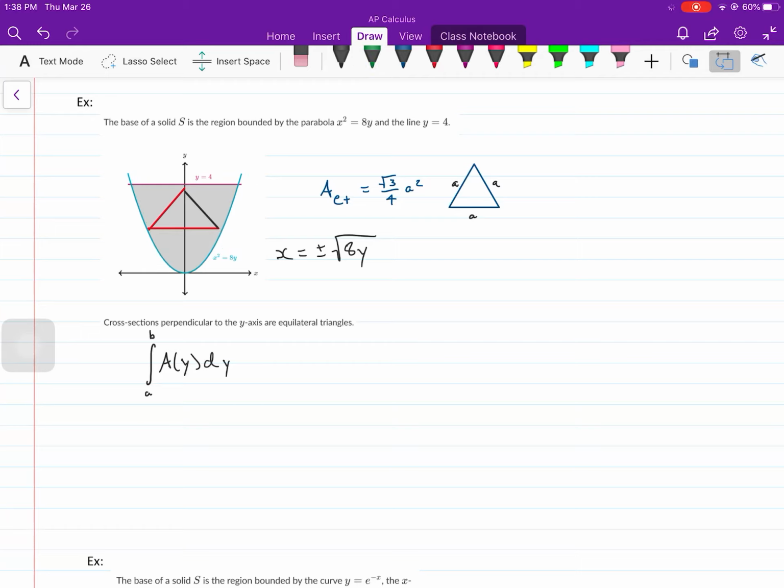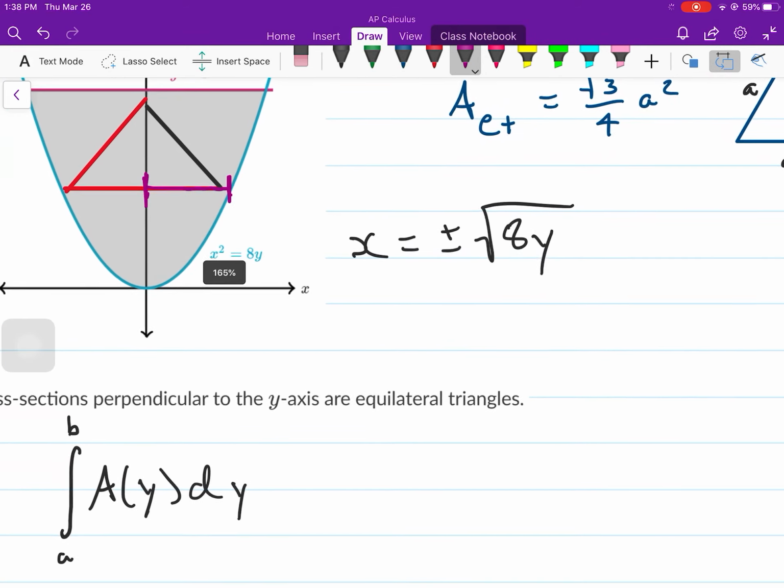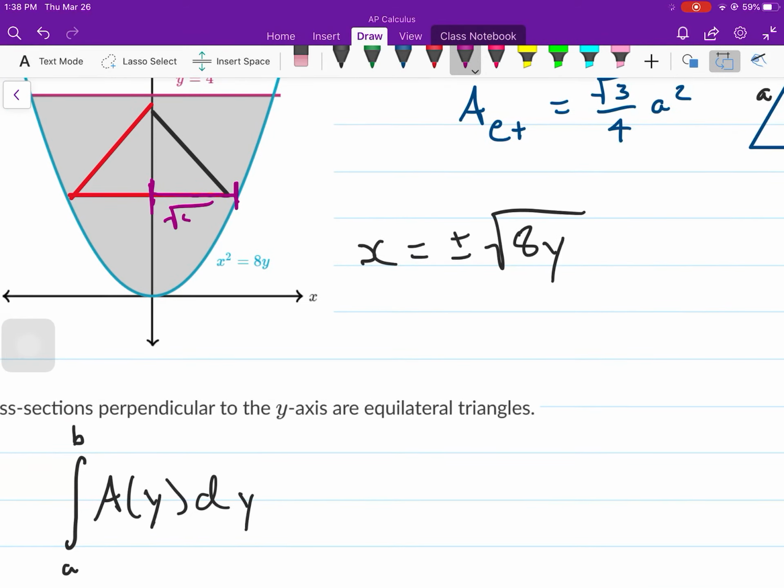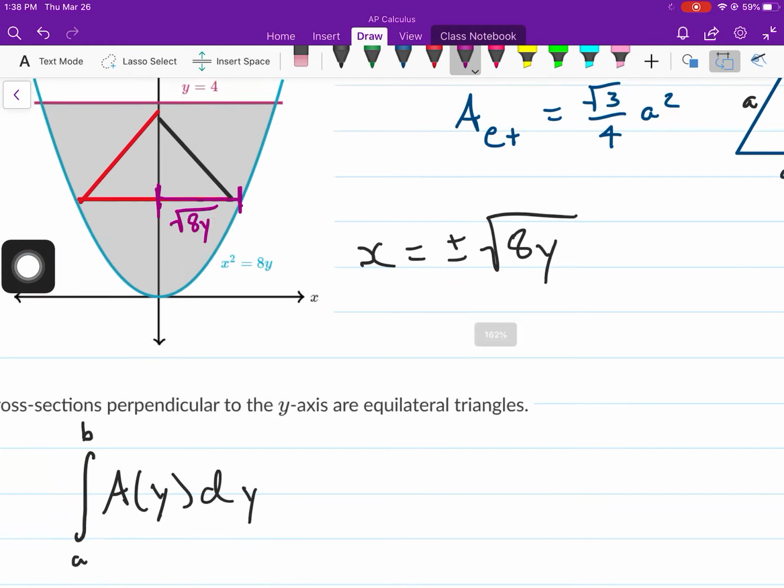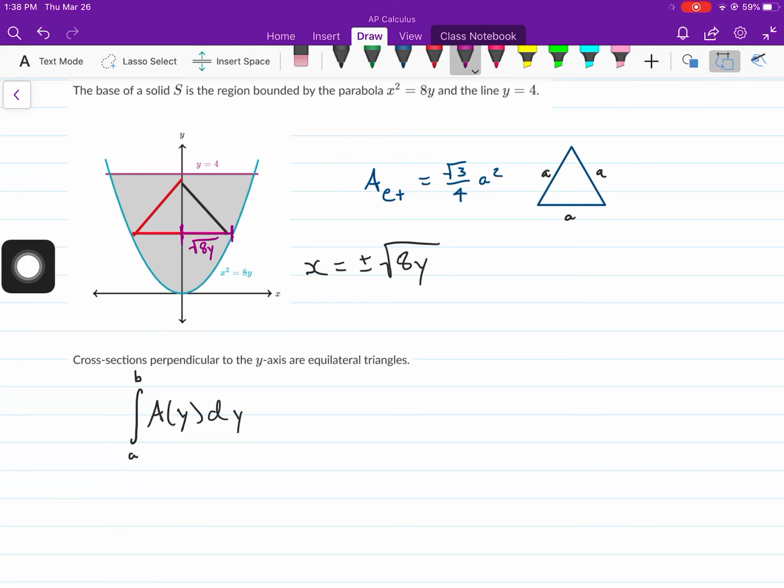So what I'm going to do is I'm going to say that our x value from here to here, let me zoom in, just from there to there, is going to be the square root of 8y. Because this is the positive half, then we have the negative half. That's the whole point of the plus or minus. So we really have this times 2. If we want the total base, we have to take this number and double it. So a, in this case, over here, a is going to be equal to 2 square root of 8y. That square root should be over the y.